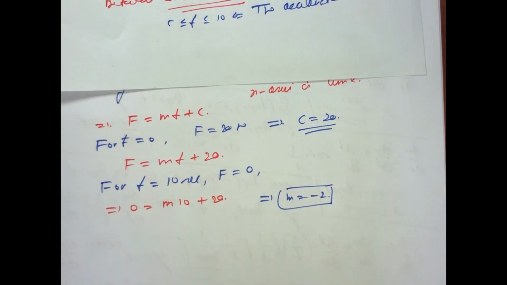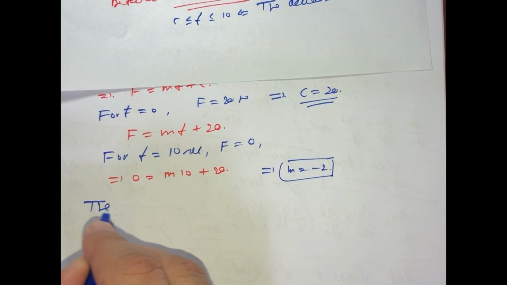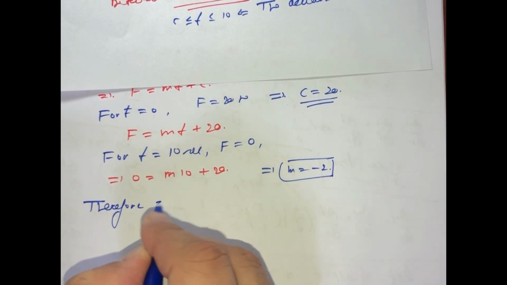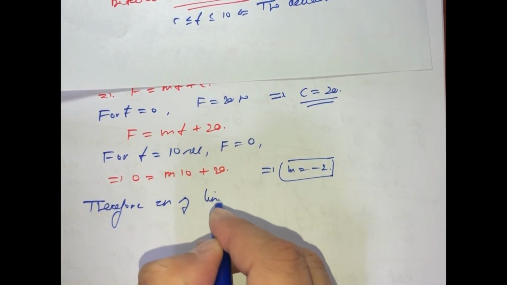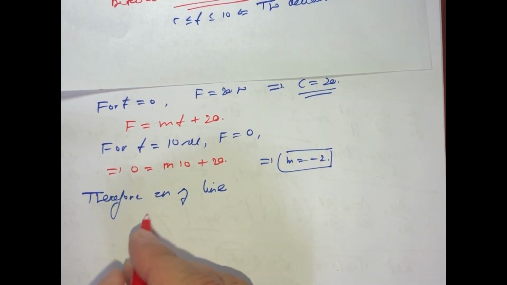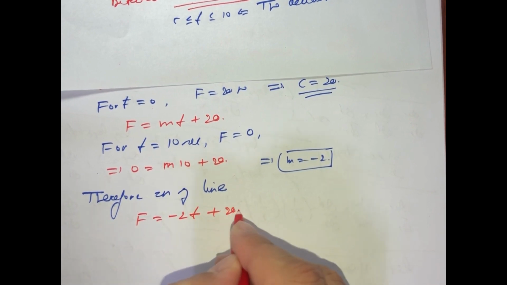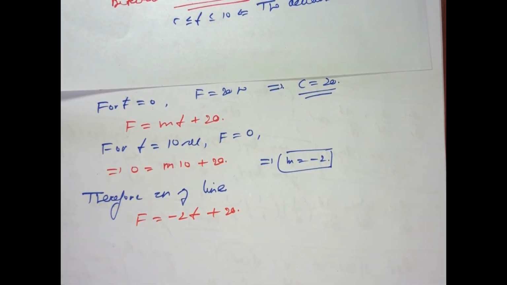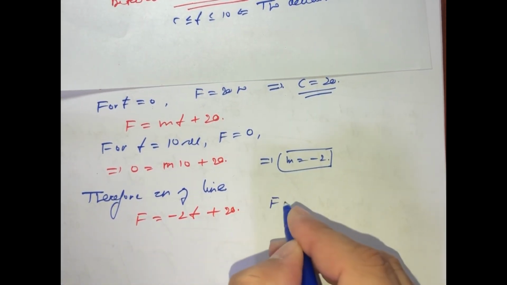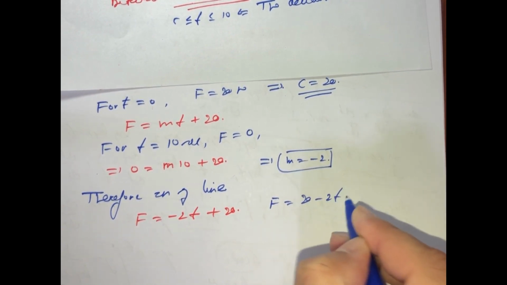Therefore the equation of the line will be given as F is equal to minus 2t plus 20. Or it can also be written as F is equal to 20 minus 2t.